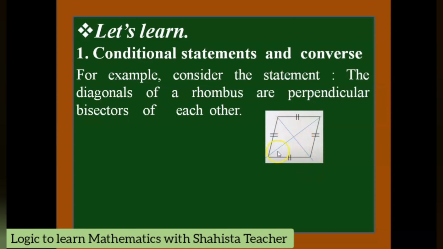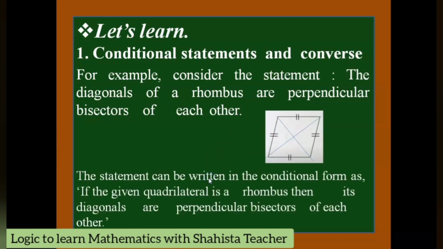See these two diagonals. These two diagonals are perpendicular bisectors of each other. So here we will write the statement like this: if the given quadrilateral is a rhombus, then its diagonals are perpendicular bisectors of each other. Why? Because they are cutting each other, they are intersecting each other. That's why they are bisectors of each other.